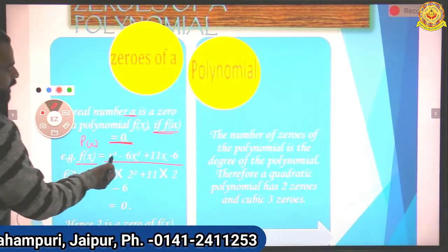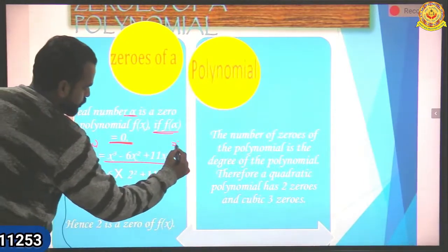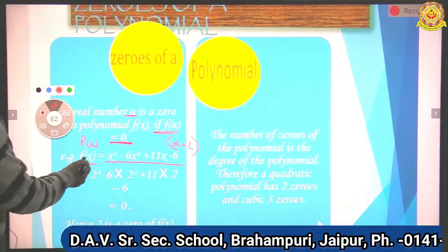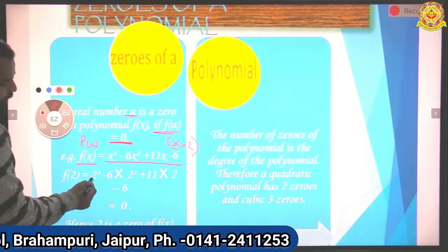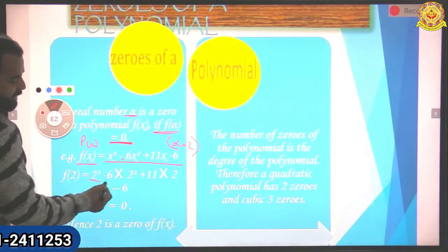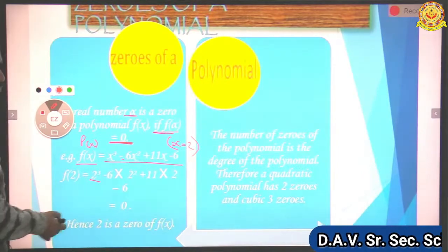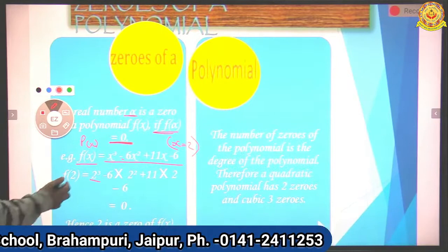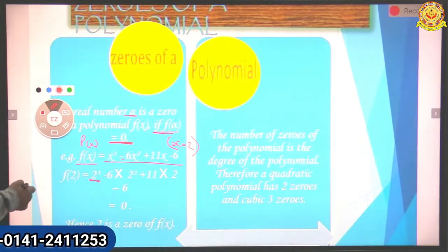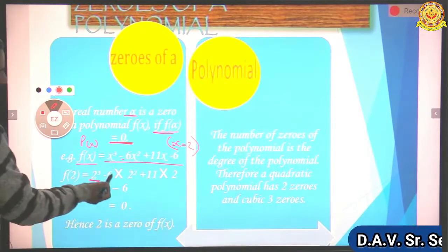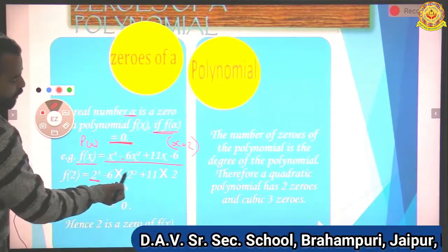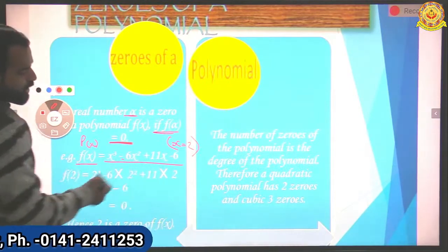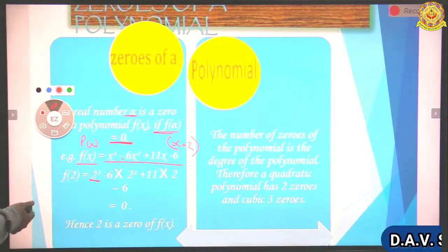If we put the value of x as 2, so x cube means 2 cube, then minus 6x square, which is minus 6 into 2 square, plus 11 into 2 minus 6. Now when we are calculating it, 2 cube is 2 twos are 4 and 4 twos are 8, and here minus 6 into 2 square, 4 sixes are 24, minus 24 here, plus 12, plus 11 into 2 is 22, then minus 6.